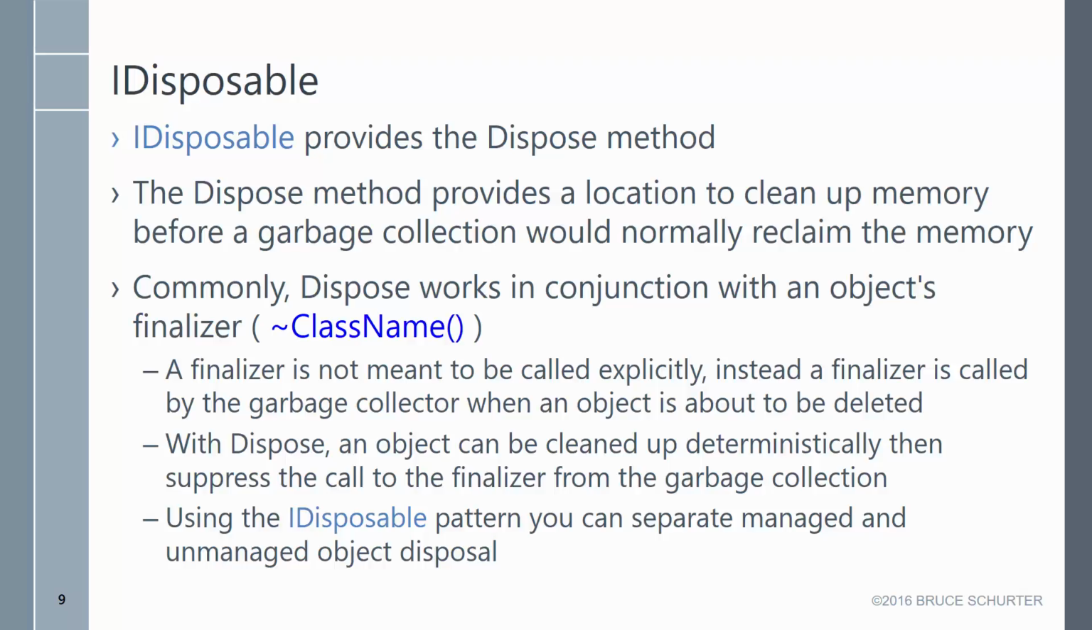Commonly, dispose works in conjunction with the object's finalizer, the tilde class name function. A finalizer is not meant to be called explicitly. Instead, a finalizer is called by the garbage collector when an object is about to be deleted. With dispose, an object can be cleaned up deterministically, then suppress the call to the finalizer from the garbage collection. Using the IDisposable pattern, you can separate managed and unmanaged object disposal.